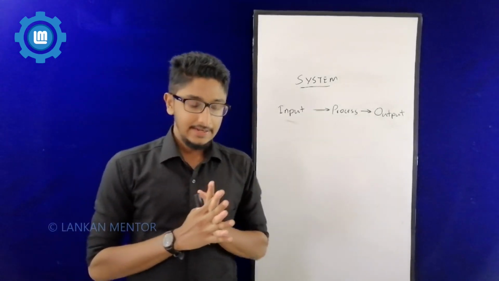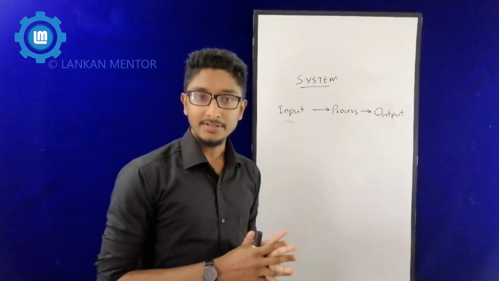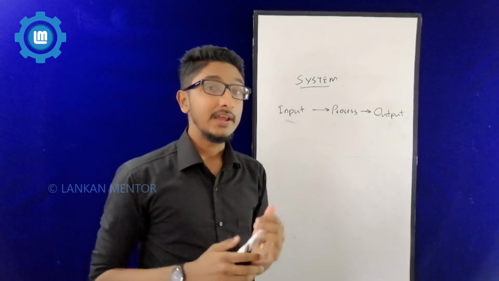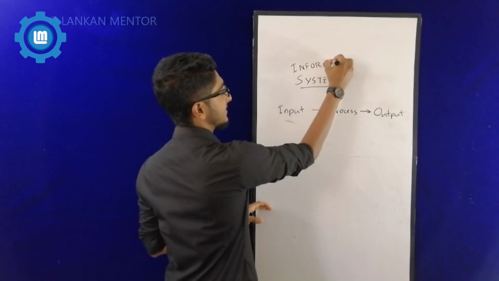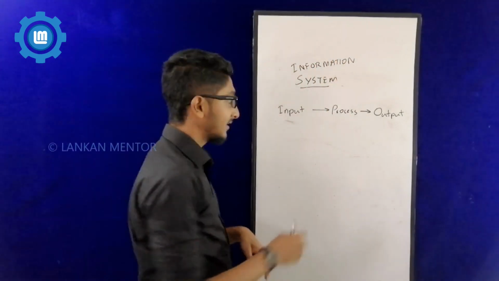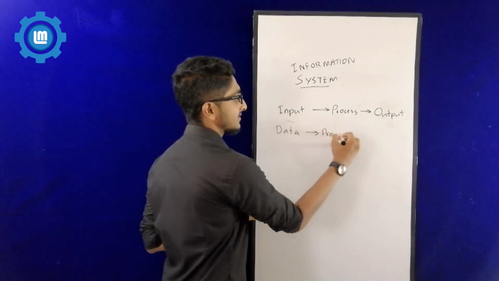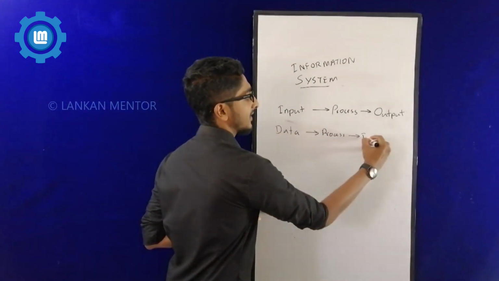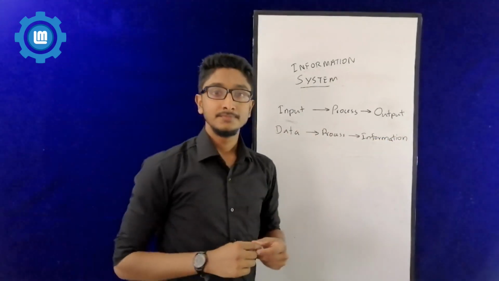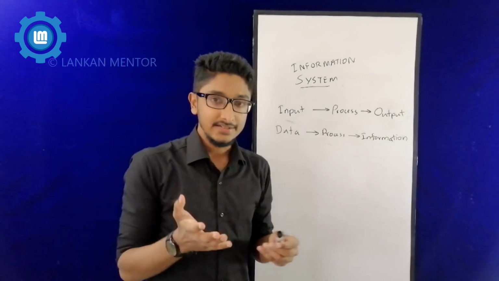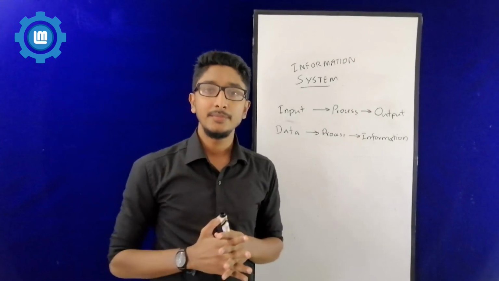Okay. Now, as I told you, the system has 3 components, and when we are coming into information system, the input is data, process, into information. So what is an information system? A system that converts data into information, meaningful information, right?